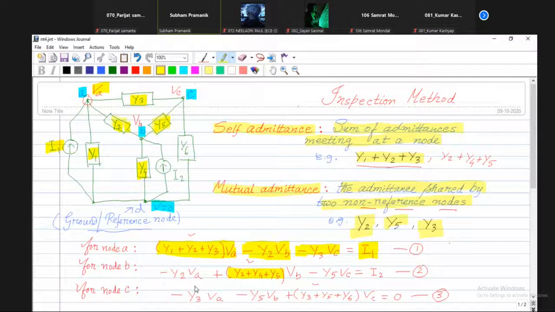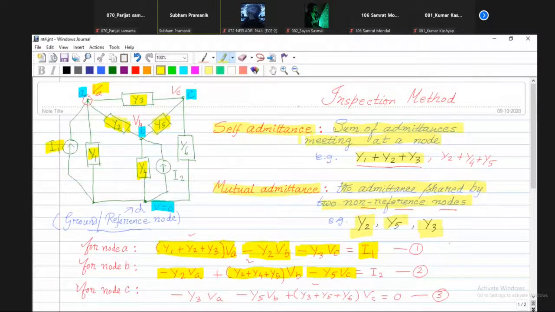Y2 is a mutual admittance between B and A, so negative Y2 multiplied by VA. Similarly, the third term will be minus Y5 into VC. There is a current which is entering, I2, so it is plus I2. Similarly, you can write the equation for node C. So that's how the inspection method looks.